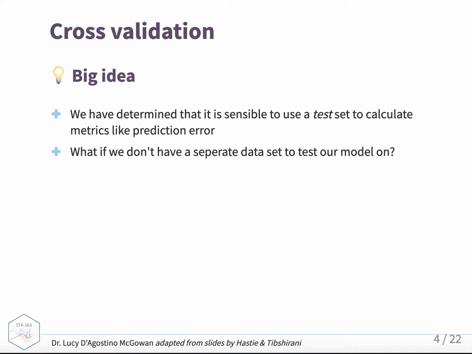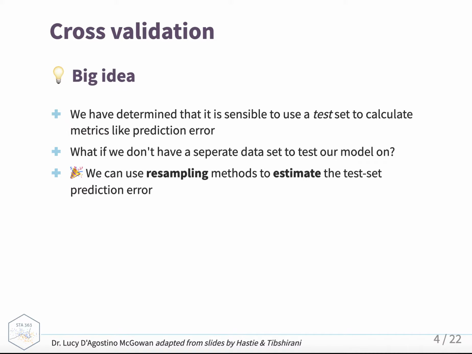And this is very frequently the case. It's not so often that you have two totally separate data sets that you can train your model on one and test on another. And so we can use something called resampling to estimate this test set prediction error instead of using a brand new test data set. We can use this method to estimate that same prediction error and still strike that balance between bias and variance in a good way.